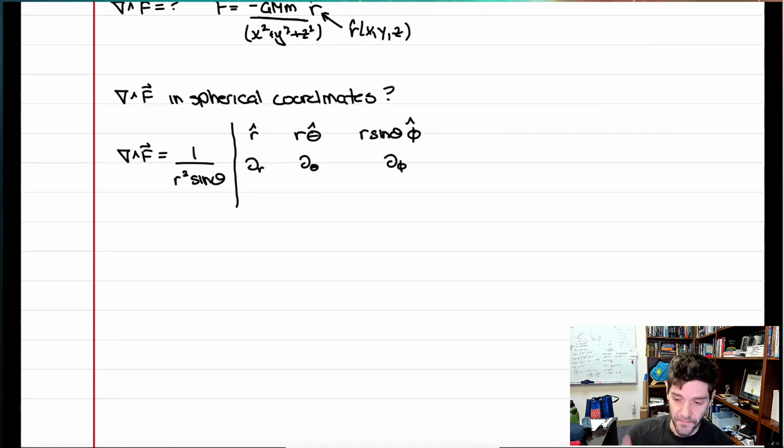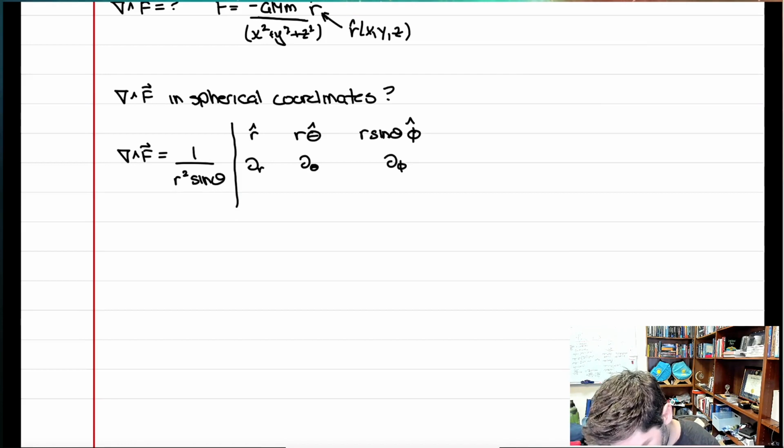So since this force vector only works in the radial direction, that's nice because that makes these two terms 0. And then this is going to be negative G big M little m over r squared.